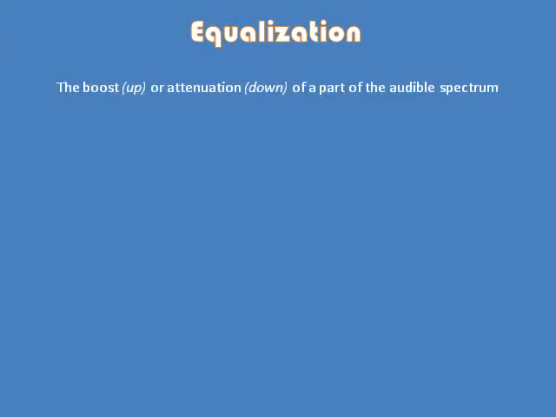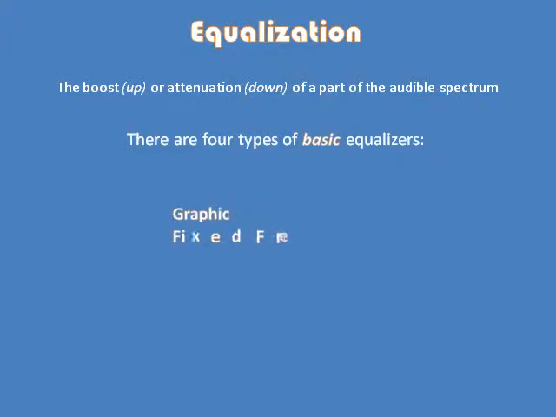Equalization is the boost or attenuation of part of the audible spectrum. There's four basic types of equalizers: graphic equalizer, fixed frequency, selectable frequency, and a parametric equalizer.